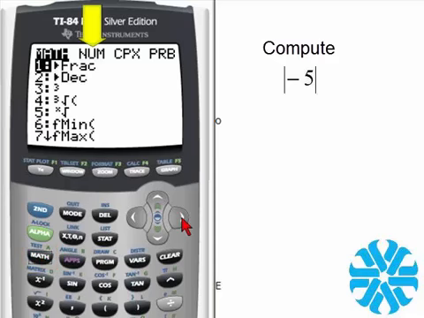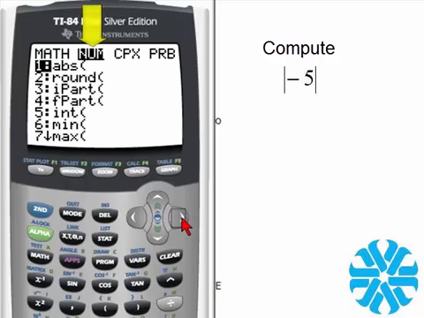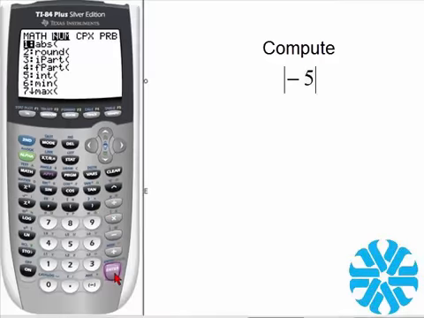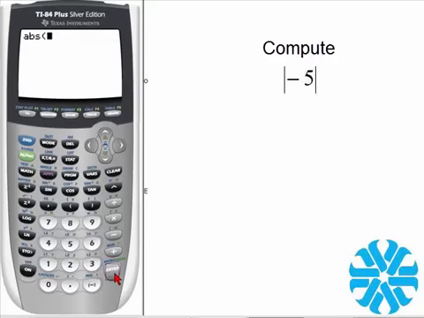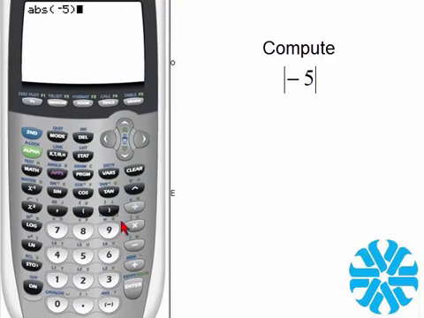and then the arrow key once to the right to Number, and you can see right here the ABS represents absolute value. So we will select Enter, and now we'll insert -5. Remember not to use the subtraction symbol to represent a negative number. Use this key to represent a negative number. Then we hit Enter to compute the value.